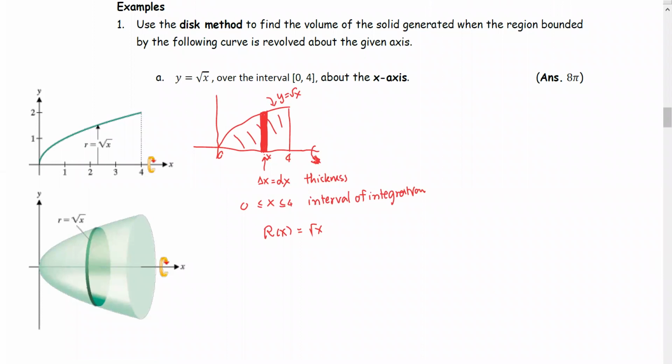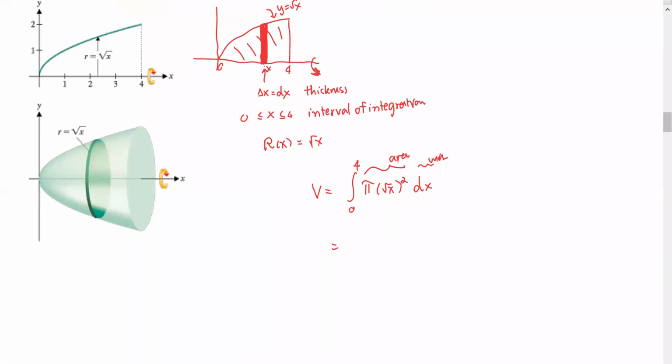Next, we're going to set up the integration. So the volume by this method is the integral from 0 to 4 of the cross-sectional area, which is the area of the circle, or pi times the radius squared, times the thickness or the width. Next, simplify the integrand. We take pi out of the integral as a coefficient. So pi times the integral from 0 to 4 of x with respect to x.